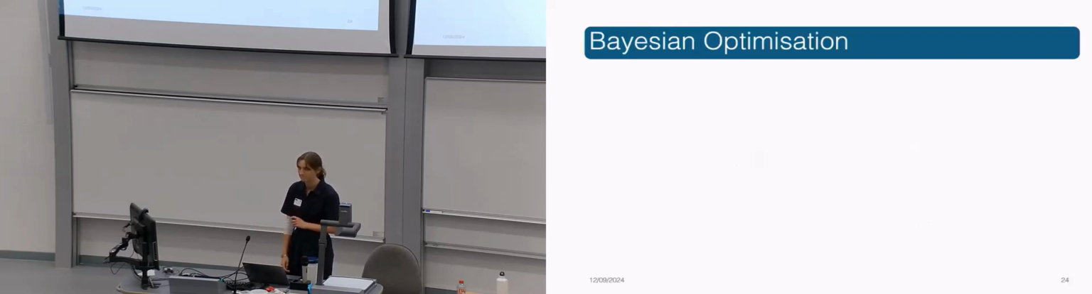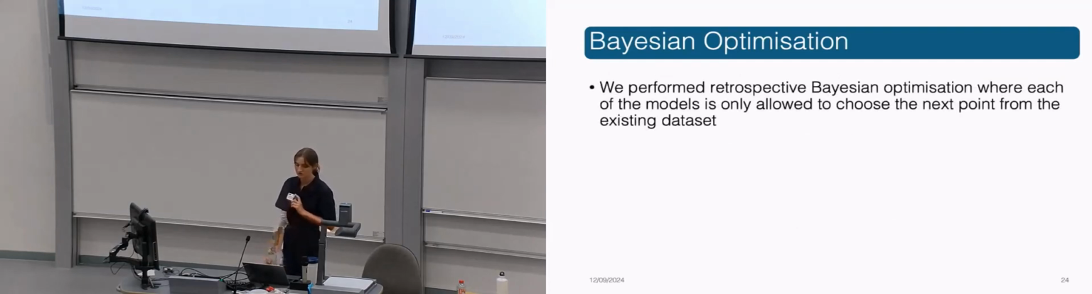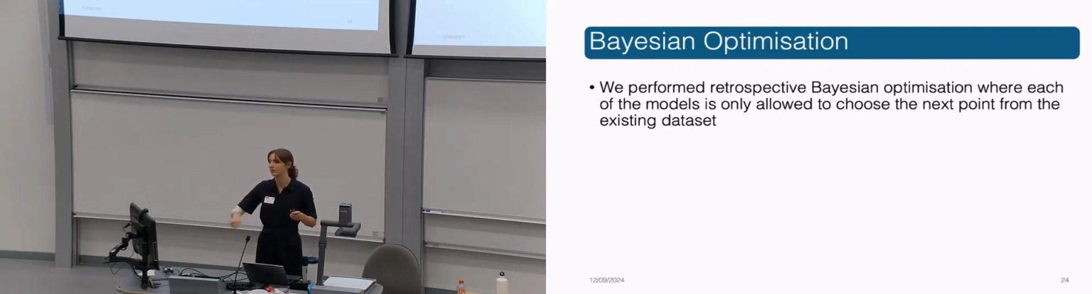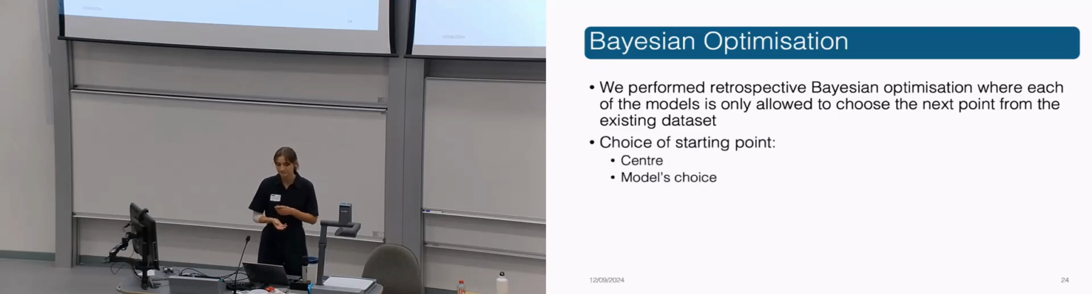Then moving on to our Bayesian optimization experiments. Here we did a retrospective Bayesian optimization. We separate out the data into a training set, and then each model is only allowed to choose points from a pre-existing data set as the next point.